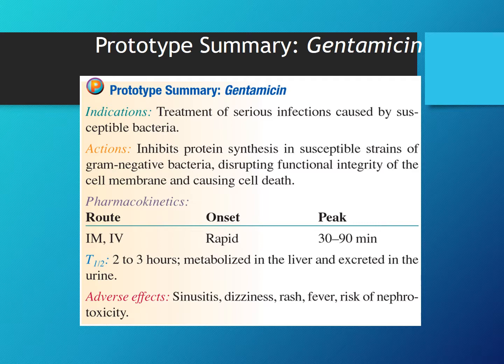So with aminoglycosides, your prototype is gentamicin. And so we do know that to be used for serious infections that are caused by gram-negative bacteria, given IM or IV with a half-life of 2 to 3 hours, and knowing that some of the serious adverse effects do include, in particular, nephrotoxicity, and can cause dizziness, rashes, and fever as well. But we would be more concerned about those toxic possible effects of ototoxicity and nephrotoxicity.